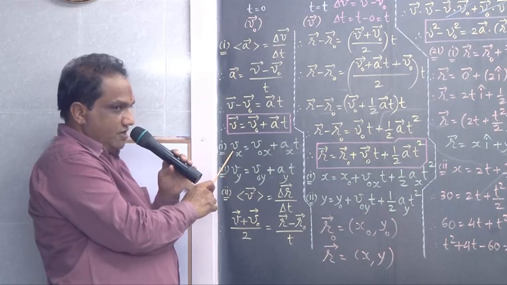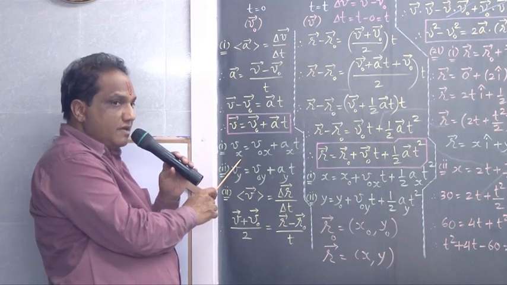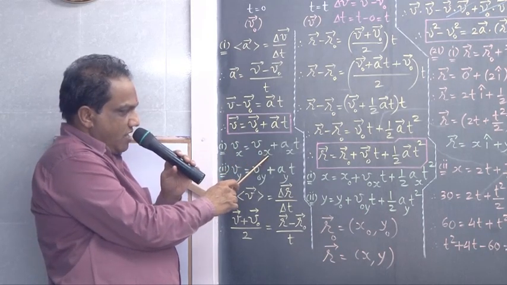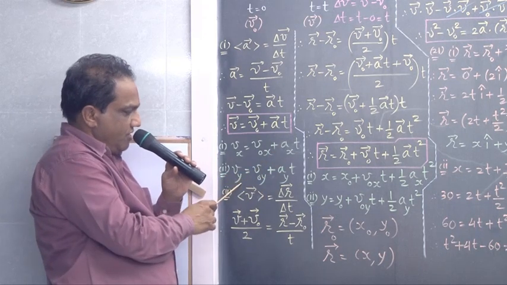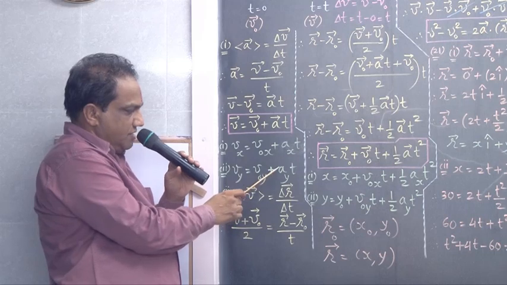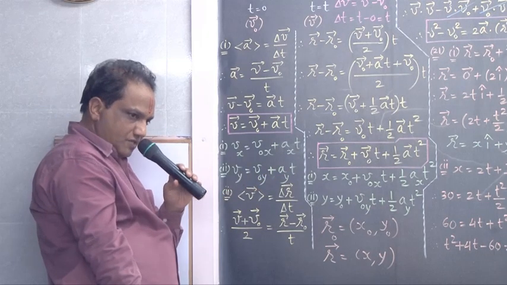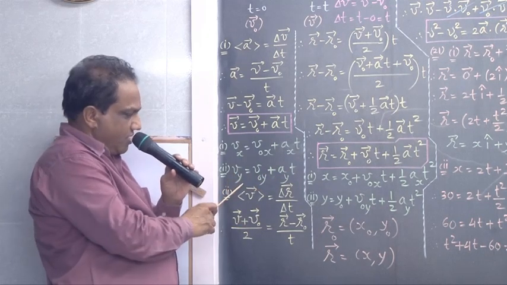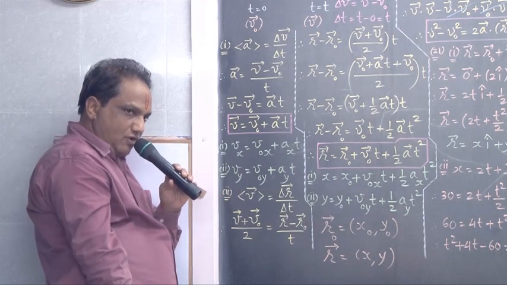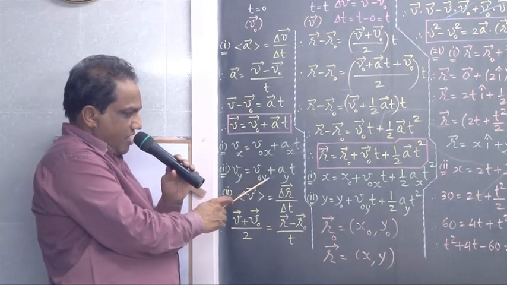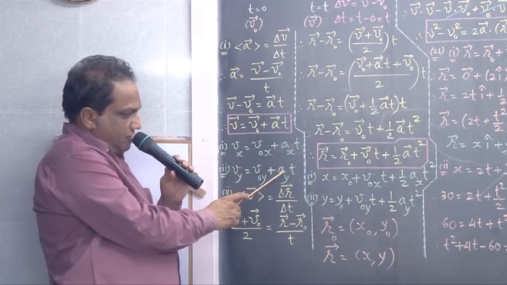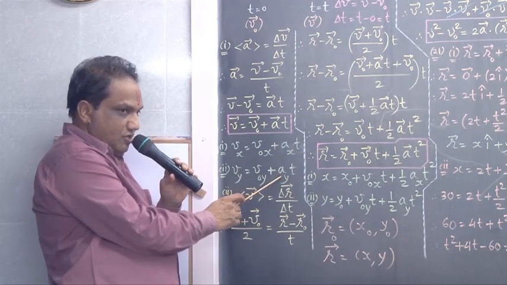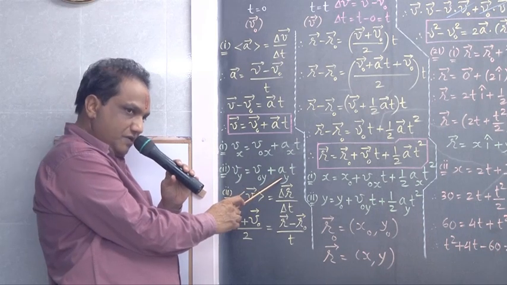So vy is equal to v0y plus ay into t. Just check it up here: vy equals v0y plus ay into t. What is vy? The y component of final velocity. What is v0y? The y component of initial velocity. What is ay? The y component of constant acceleration. Right?